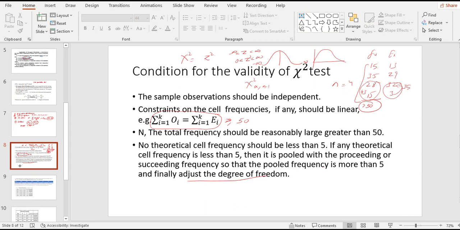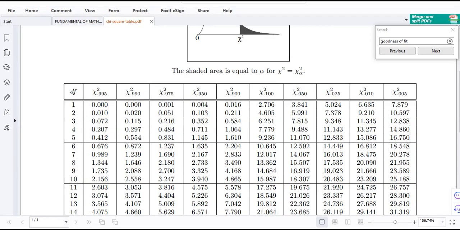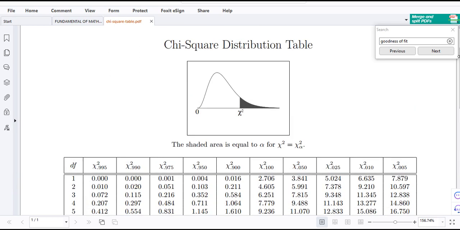Its distribution shape is like this. For example, if I show you the chi-square table, this is the shape of the chi-square distribution. It is already given in this particular part. So in general we consider the distribution as a right-hand distribution only, meaning we are going to apply the right tail test only.